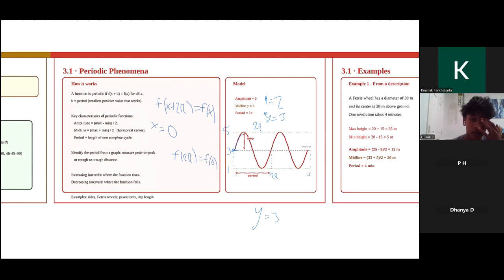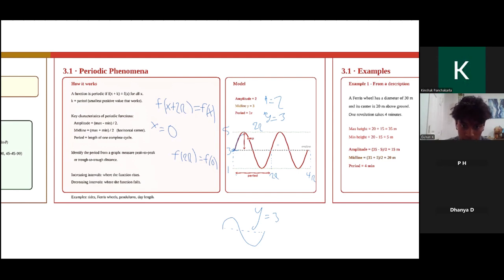Now, we can see that from 0 to 2 pi, the graph's making this shape, right? It's going like that, where that's the midline. If you look from 2 pi to 4 pi, that pattern repeats. So to find the period, you're just going to look at where the pattern starts repeating.